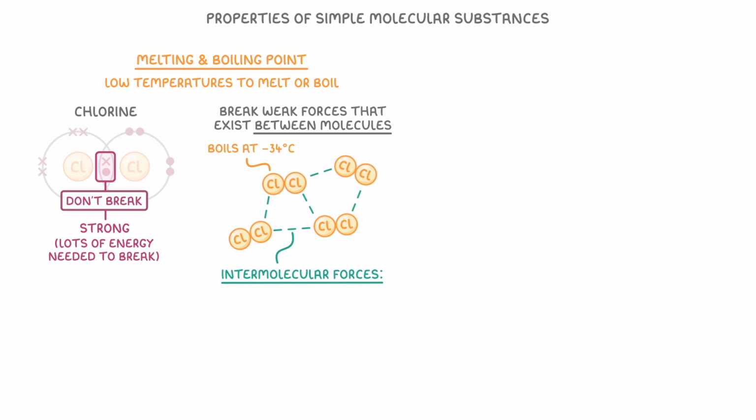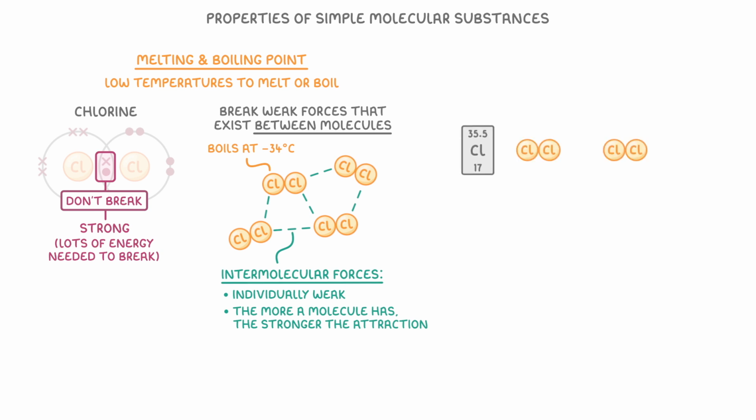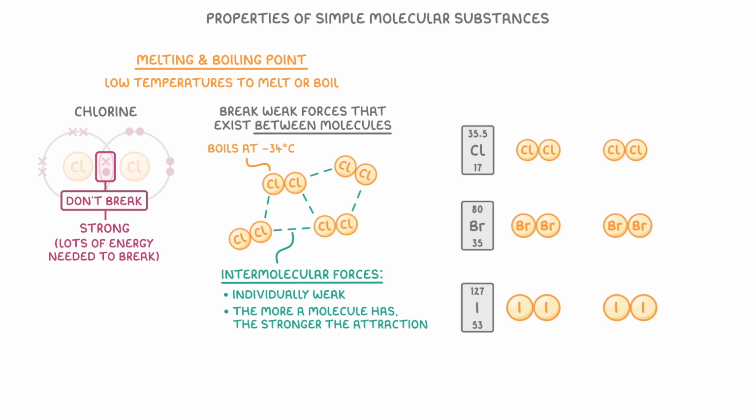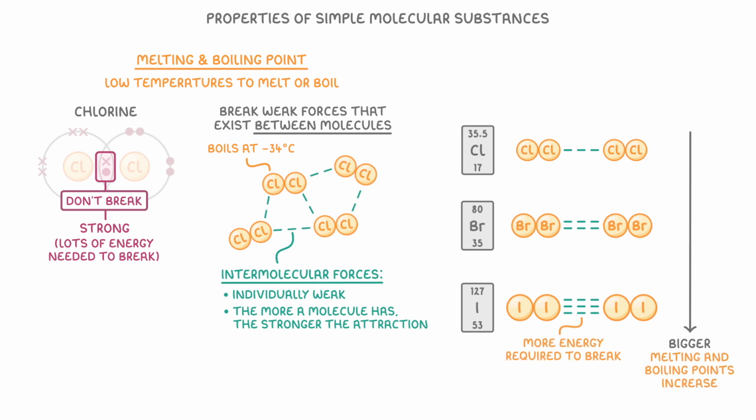Although these intermolecular forces are individually quite weak, the more of them that a molecule has, the stronger the overall attraction is going to be. For example, let's compare the halogens, chlorine, bromine, and iodine. Because we're going down the group, the atoms and thus molecules are getting bigger, so there'll be more intermolecular forces between them. This in turn means that more energy will be required to break them all, so the melting and boiling points should increase as you go down the group, which they do, as bromine has a boiling point of 59 degrees, and iodine doesn't boil until 184 degrees.